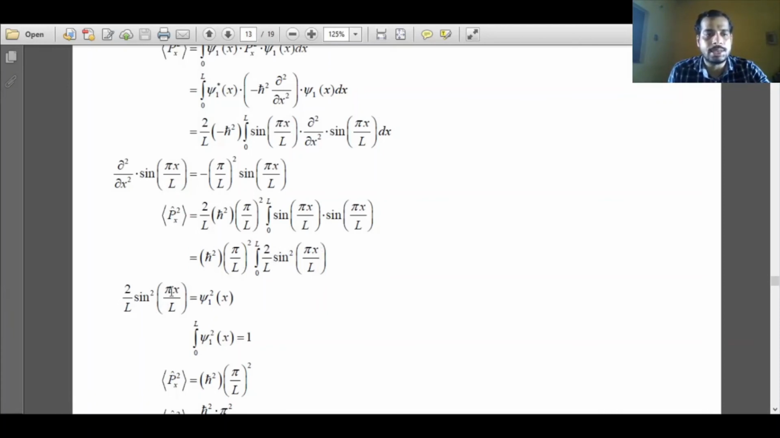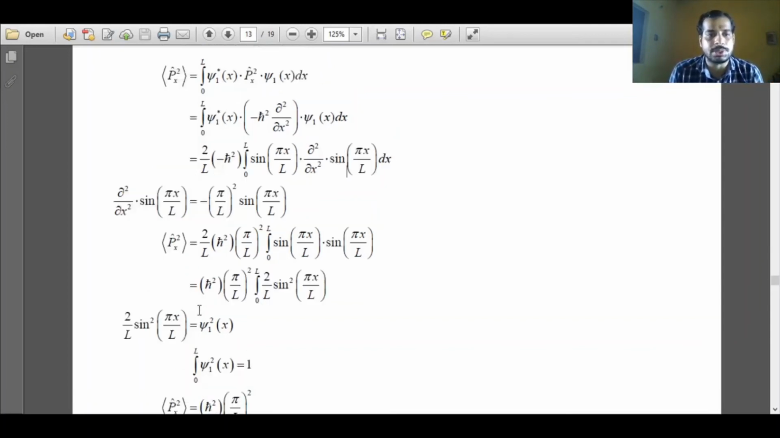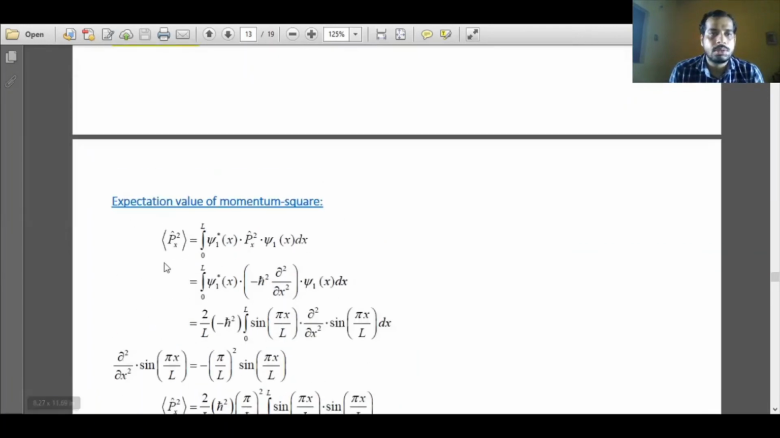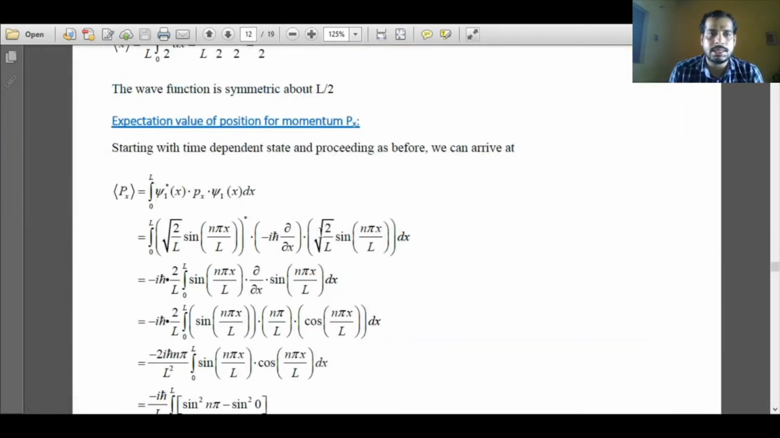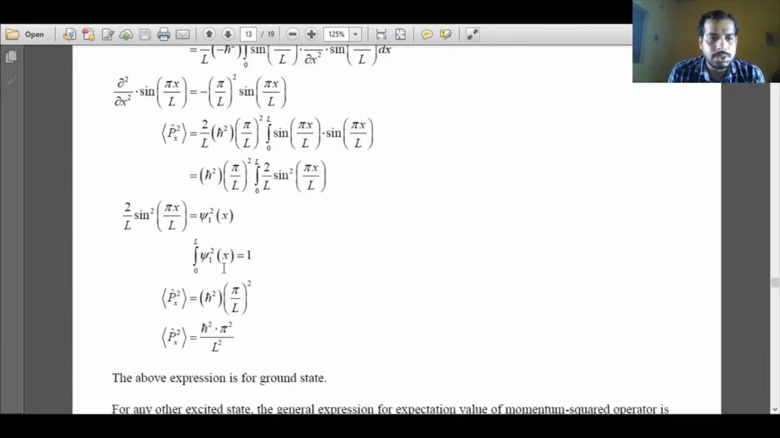Now 2 over L sine square pi x over L is nothing but the wave function. What is the wave function? The eigenstate is root over of 2 over L sine pi x over L. So here in the integration I am getting 2 by L sine square pi x over L. What does this mean? This means psi, the wave function of the particle in the first eigenstate. So within the integration I have psi 1 square x, because this expression is nothing but psi 1 square.